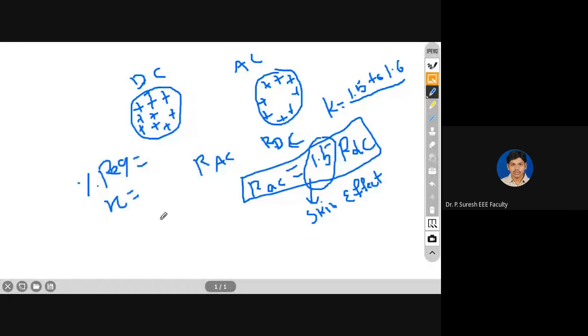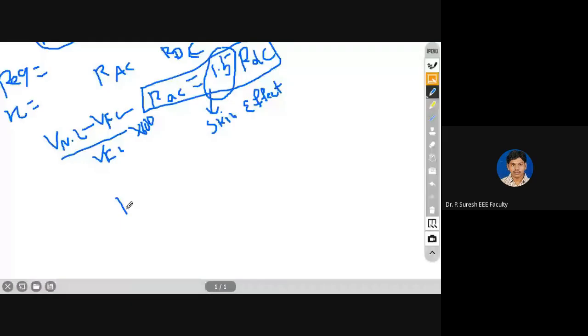Can anyone tell me the regulation formula of the transmission line? Regulation is V no load minus V full load, divided by V full load, into 100. This is the regulation formula. What is the efficiency formula? Efficiency is nothing but receiving end power by sending end power, otherwise output power by input power, into 100.